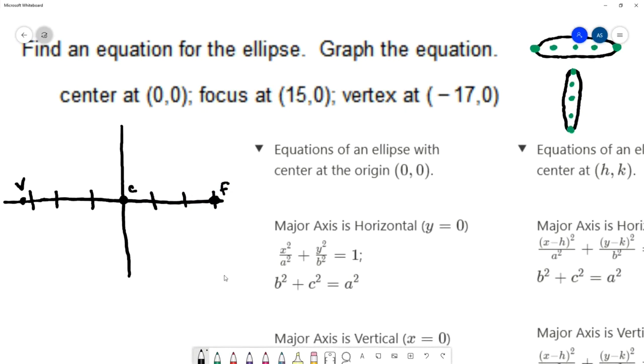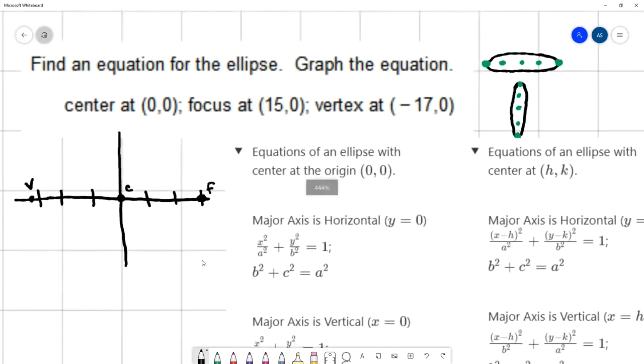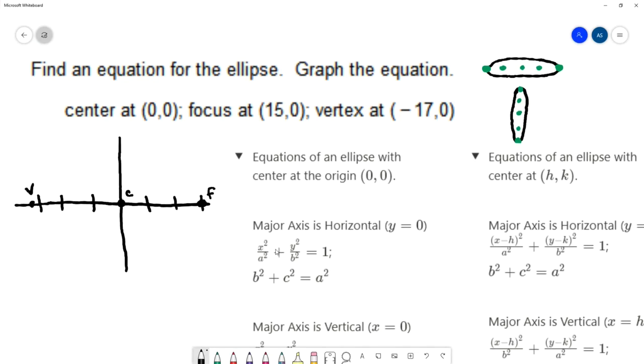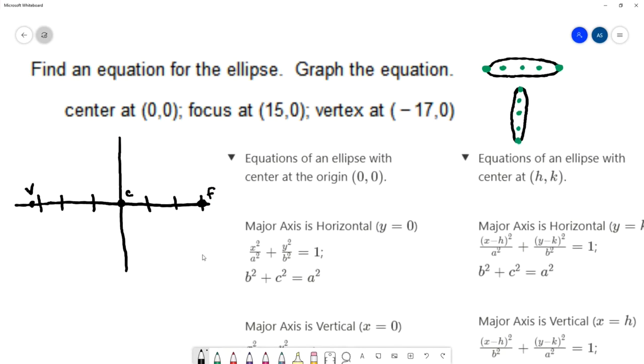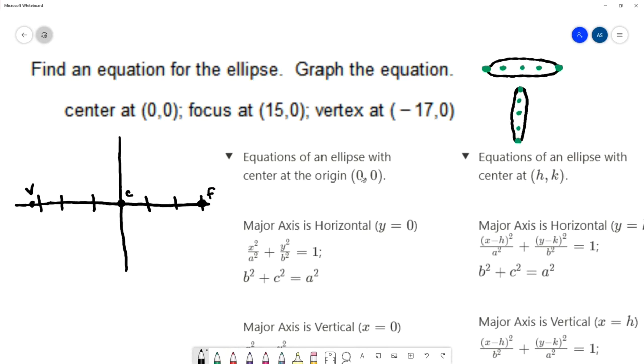And we just figured out that we're going to have a horizontal orientation. So our equation is going to follow either this format here or this format here. These are both horizontal orientations. And the difference between them is the first one has the center being at 0, 0, and the second one allows for a center to be somewhere else on the graph, some h, k. Now we do have our center at 0, 0, so we can use this simplified version of the equation.